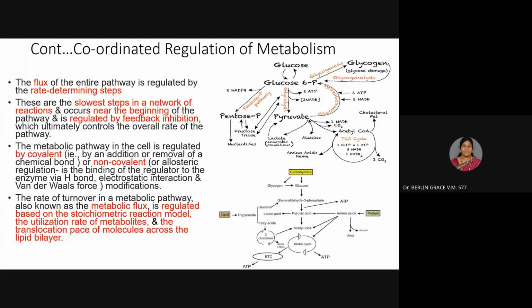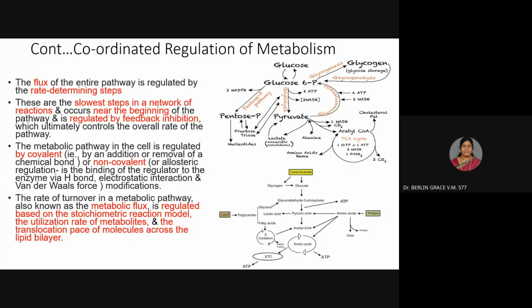And in the metabolic pathway, the feedback inhibition or feedback suppression, all that can be carried out mainly by two mechanisms. One is by covalent mechanism. Covalent mechanism is addition or removal of a chemical bond, or it can be carried out by non-covalent method. So all these allosteric regulations, hydrogen bonding, electrostatic interactions, or van der Waals force. So this regulation, allosteric regulation, is called the non-covalent allosteric regulation.